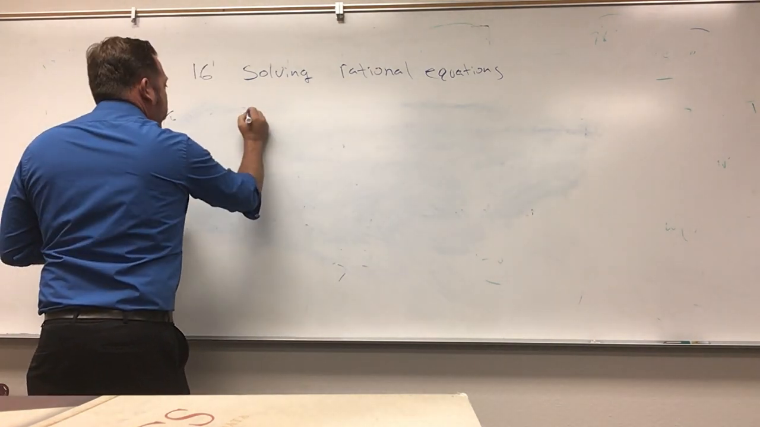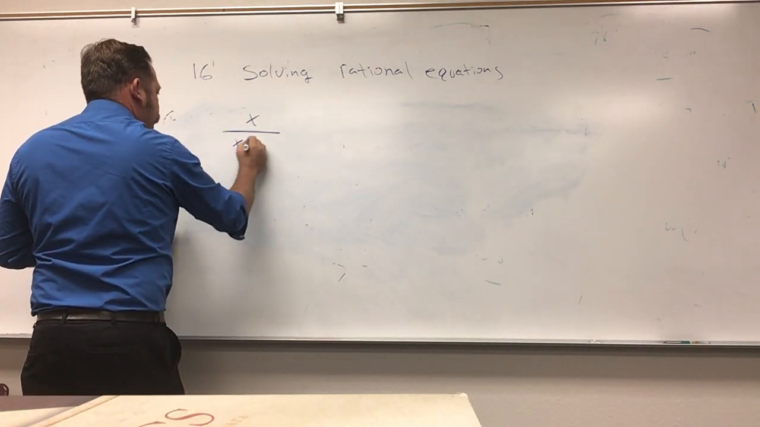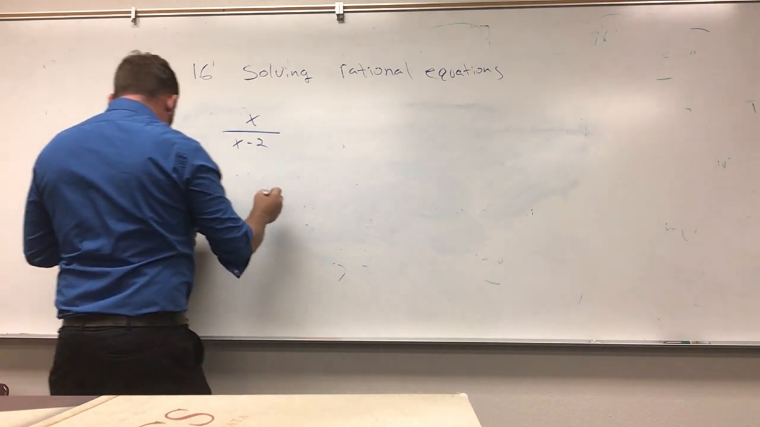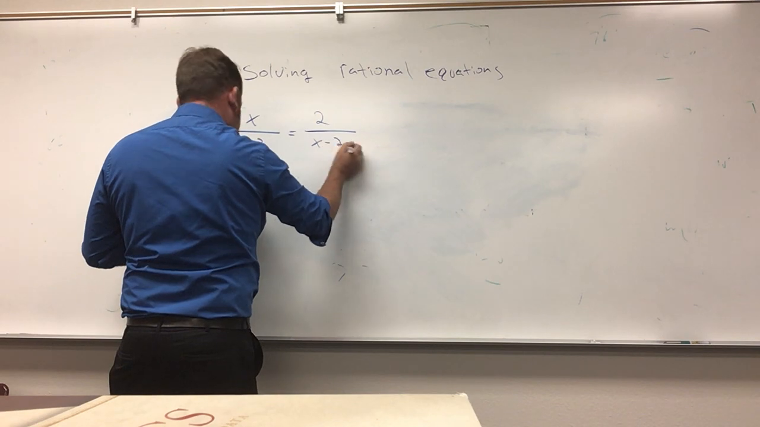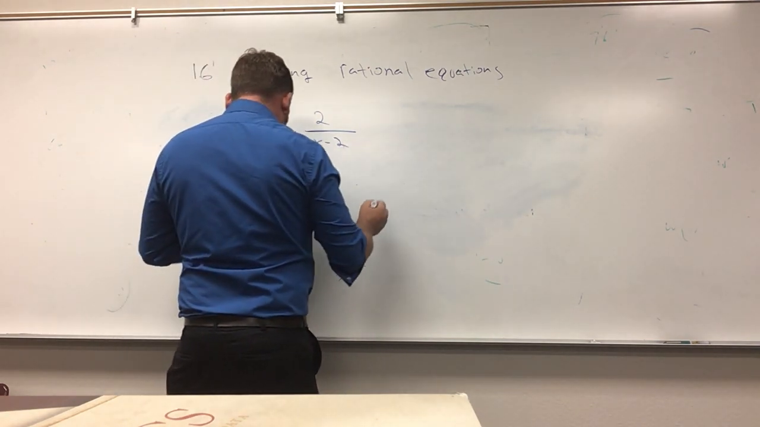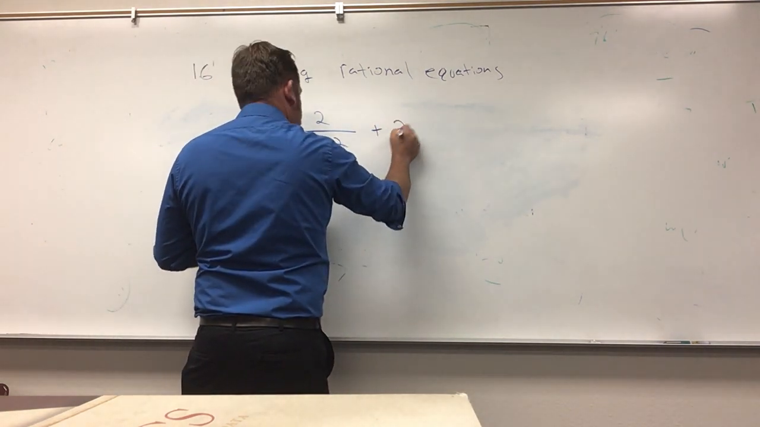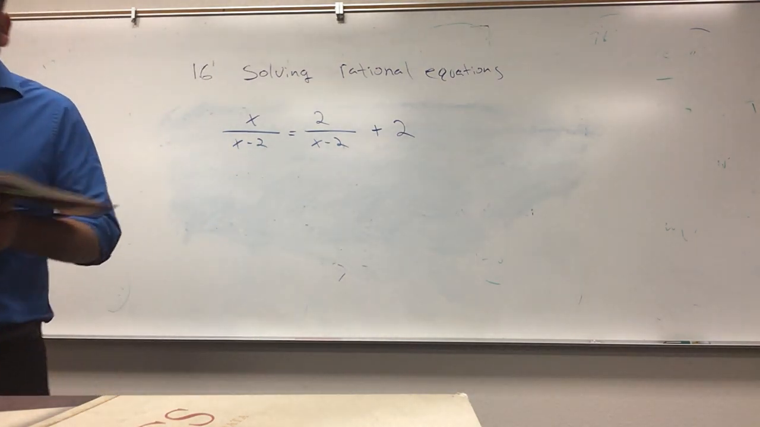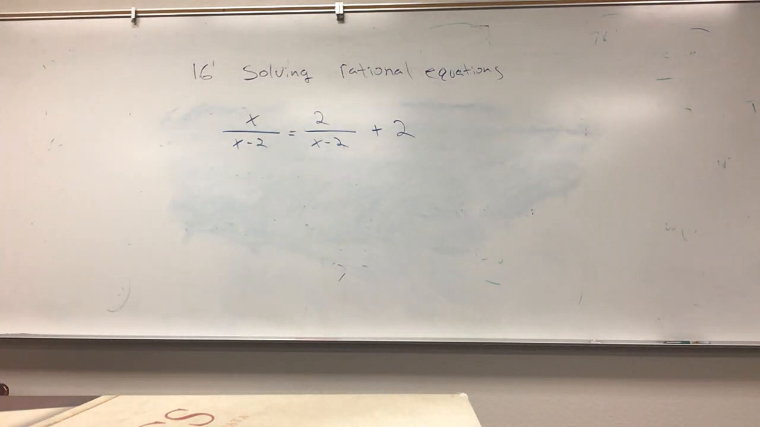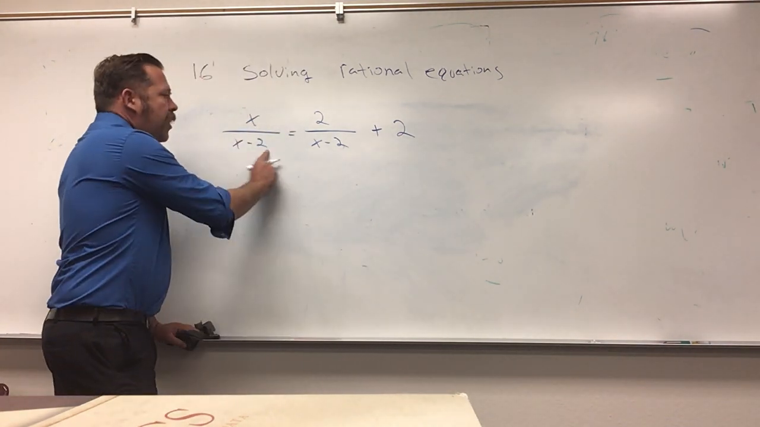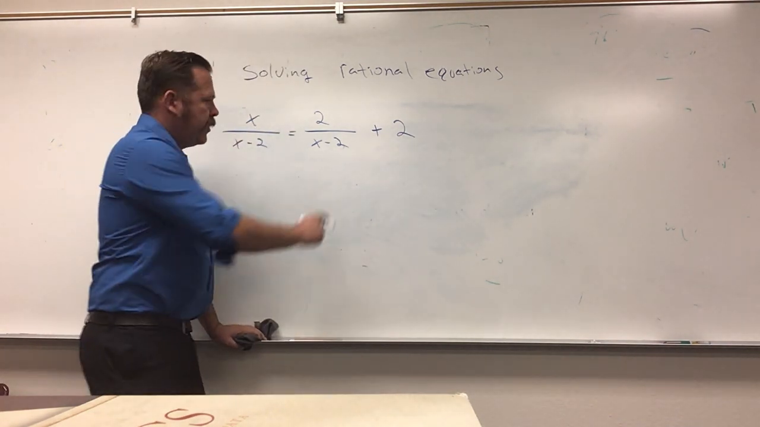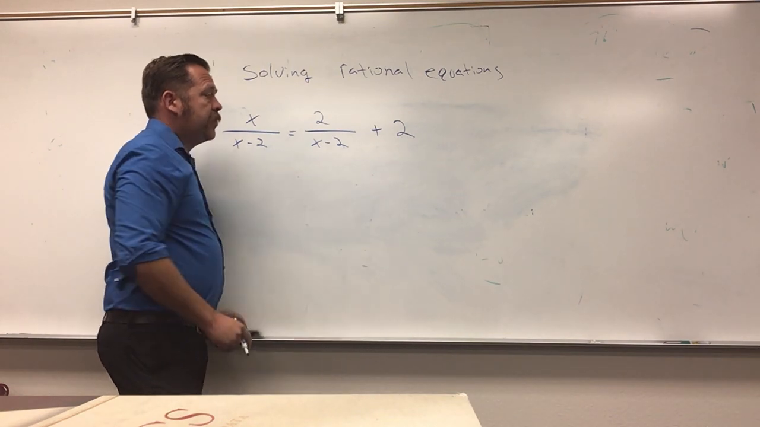Okay, this next one, x over x minus 2 equals 2 over x minus 2 plus 2. All right. So this is a denominator of x minus 2. This is a denominator of x minus 2.